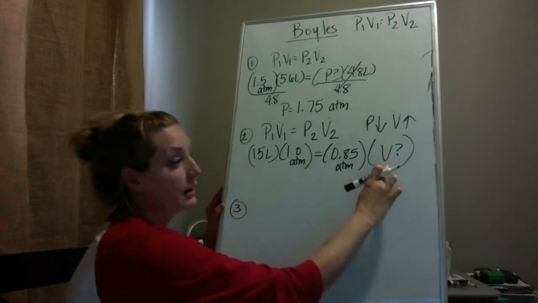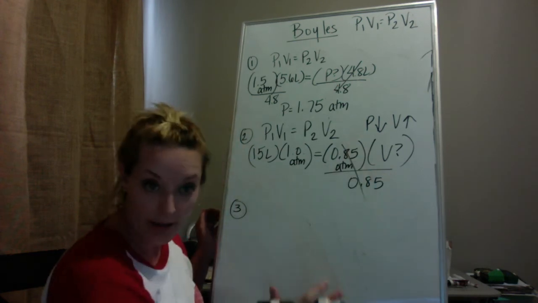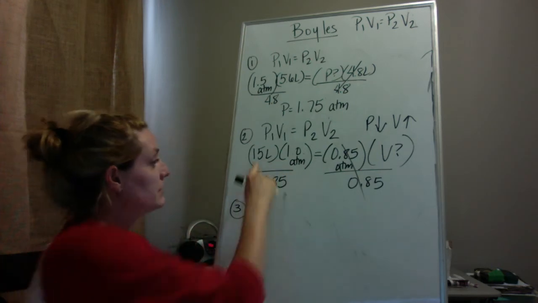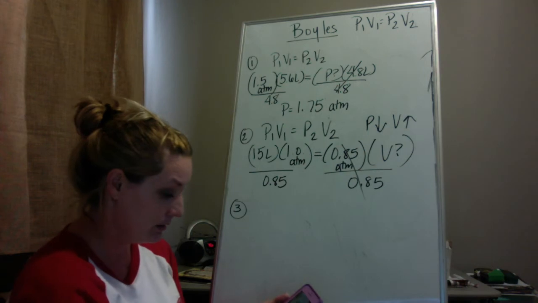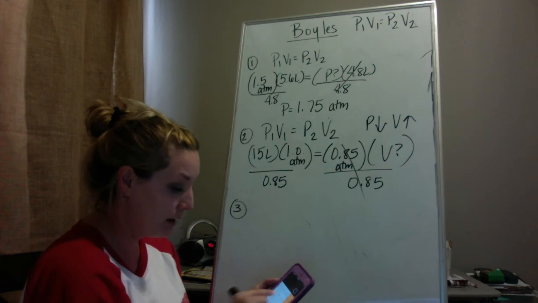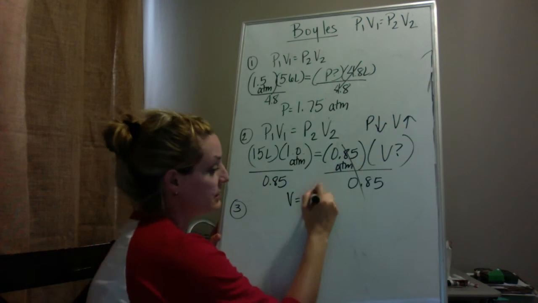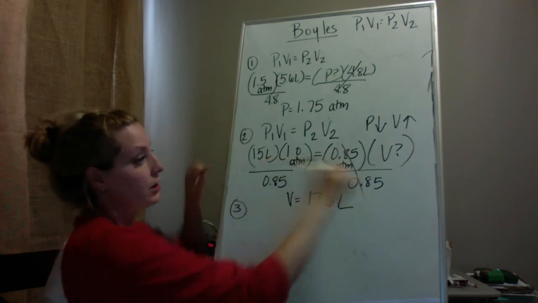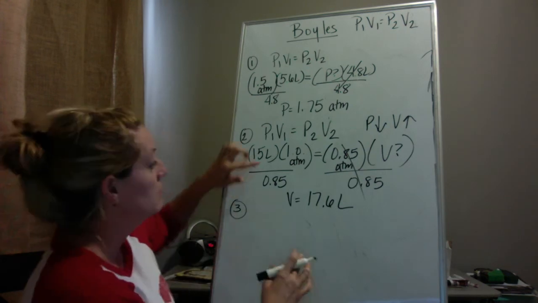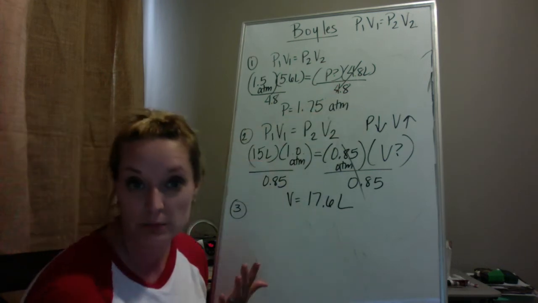So if I work this out, I've got to get V by itself. I'm going to divide by 0.85 to get rid of that. Whatever I do on the right side, I have to do over here. Obviously, 15 times 1 is 15. So 15 divided by 0.85. My new volume is 17.6 liters. Your volume units should match. It doesn't matter if they're milliliters or liters; they just need to match the beginning and end of your problem. So our pressure went down. Did our volume go up? Yes. We did a good job.